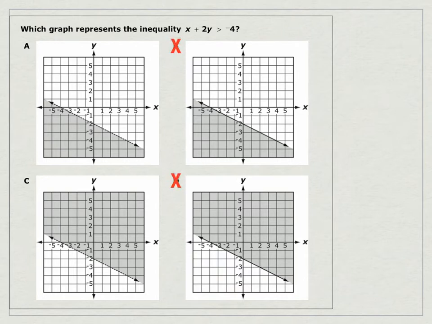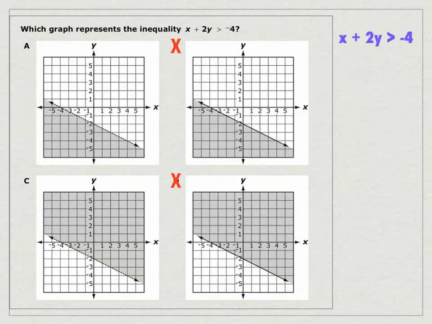Remember, we use solid lines when we have greater than or equal to. We use dotted lines when we have just greater than or just less than. I need to go ahead and solve this equation for y to make sure I know the appropriate way we need to shade. So off to the side, we can do x plus 2y is greater than -4.